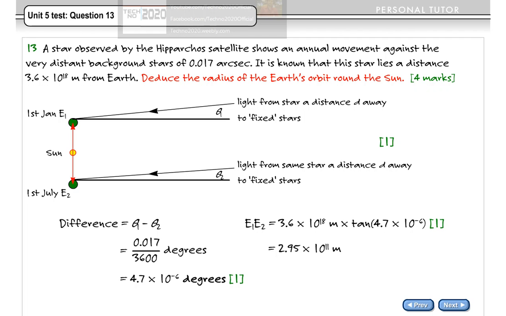You need to keep your wits about you as you get towards the end of a question like this. This distance we have worked out corresponds to the diameter E1E2 of the Earth's orbit round the Sun. So the radius of the Earth's orbit is 1.5 times 10 to the 11 metres to 2 significant figures.